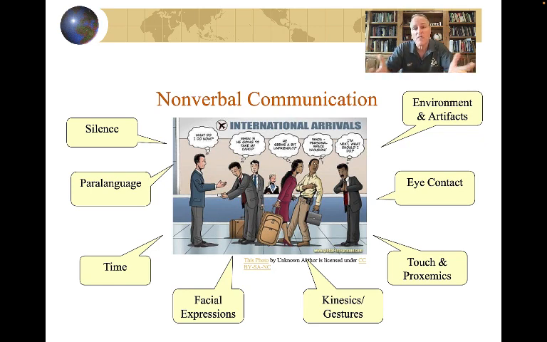Environmental and artifacts are a form of nonverbal. How do we communicate within our spaces by the way we design our spaces, the things we have on the walls? What are we saying about ourselves? The use of eye contact or touch. And proxemics, as I said, was the use of space, different distances. And some cultures have more social distance than others. Some cultures are what we call high contact or low contact, meaning high touch or low touch cultures.